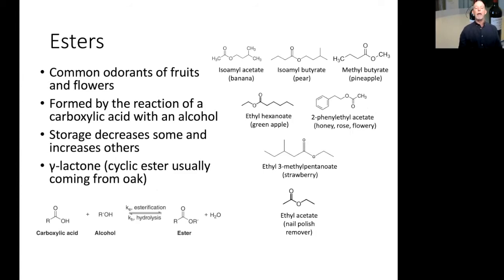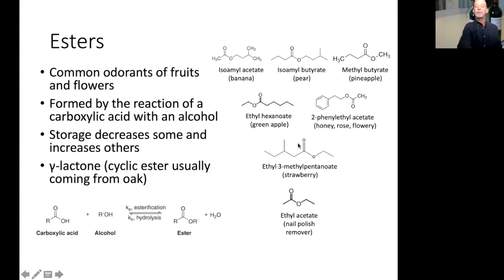Wine being stored can increase or decrease these volatile compounds. So some are not volatile at the time of making of the wine, but become volatile later on as those compounds are broken down and volatilized. So we can get fruity aromas developing later in a wine and other fruity aromas disappearing because they were present in the wine in the beginning, but now broken down and are no longer available as that compound that we can detect. There's also the compound gamma-lactone, which is a cyclic ester, usually coming from the oak.